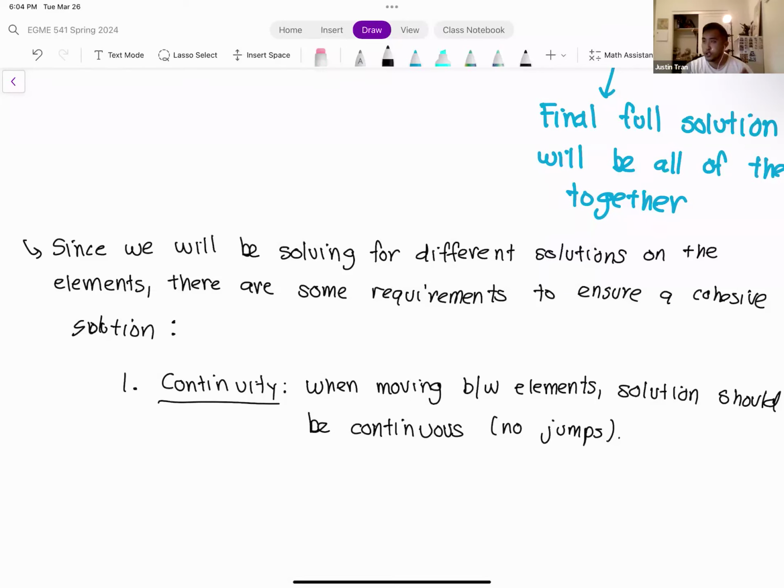This has one important consequence, which is that, in order for the solution to be continuous across the elements, if you were to evaluate the solution at the nodes, the nodes are the points which connect the two elements together. The solution should be the same at the nodes between the two elements. Okay?